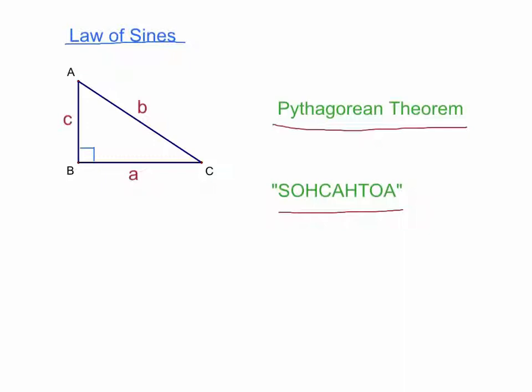Those particular triangles that are not right are referred to as oblique triangles, and unfortunately at the moment we don't have any particular formula or theorem that helps us relate the sides and the angles of those particular triangles. So that's where the law of sines will come into play.